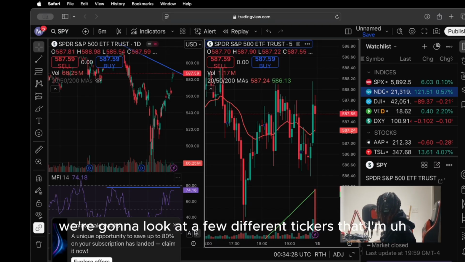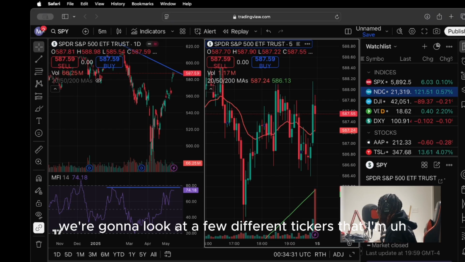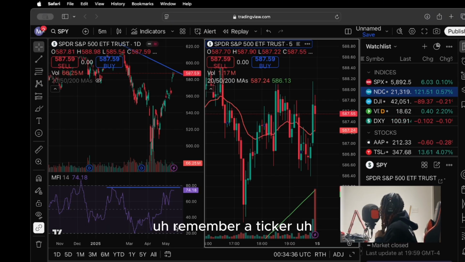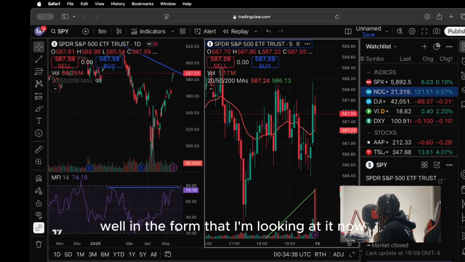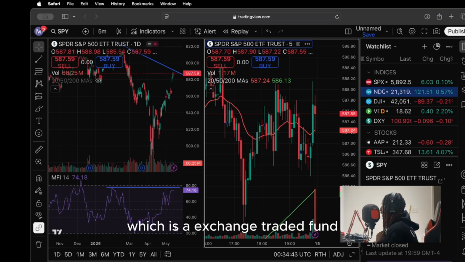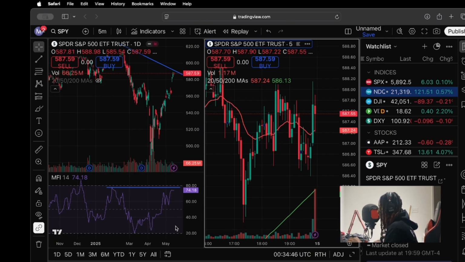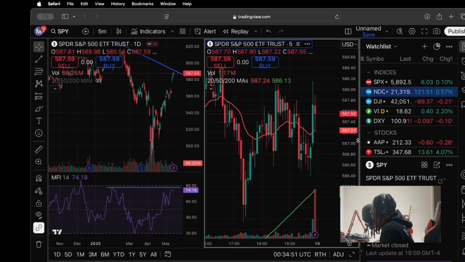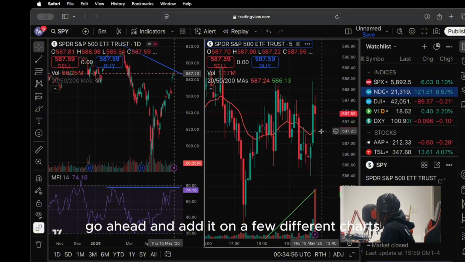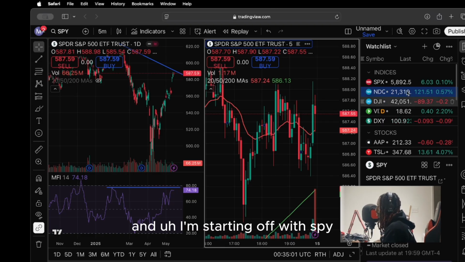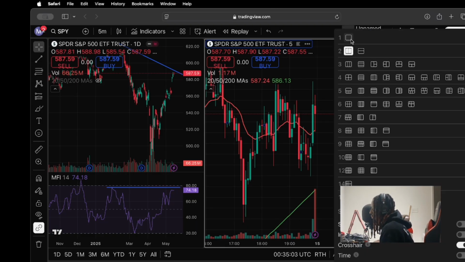Today we're gonna look at a few different tickers that I'm gonna look at for tomorrow in the marketplace. Remember, a ticker, in the form that I'm looking at it now, is SPY, and that's an ETF, which is an exchange traded fund. So we're gonna take a look at those support and resistance levels that I mentioned, and we're gonna add them on a few different charts just so we can see some of our support and resistance levels. I'm starting off with SPY.